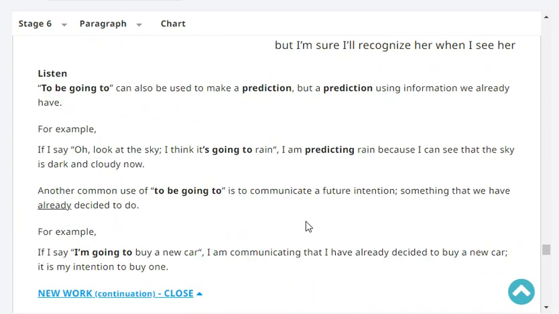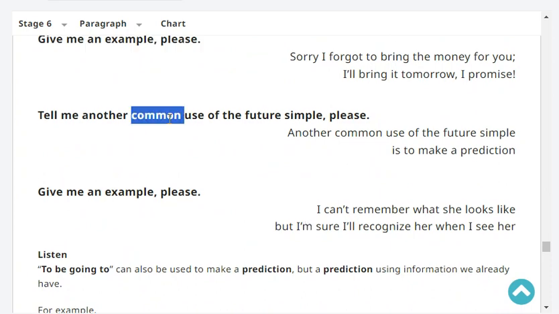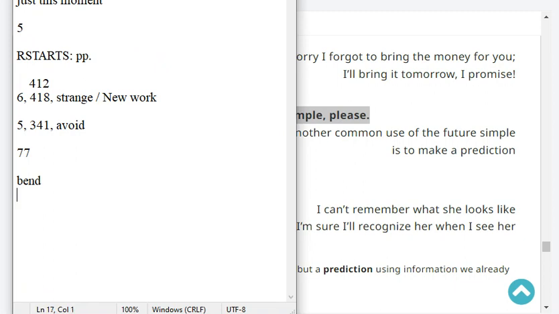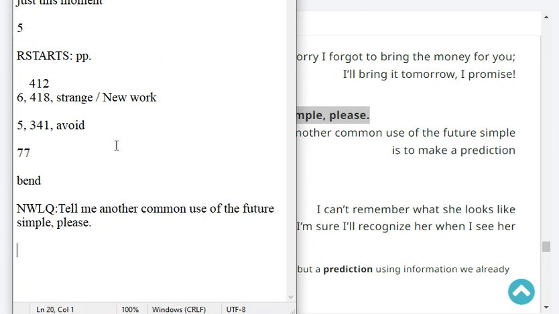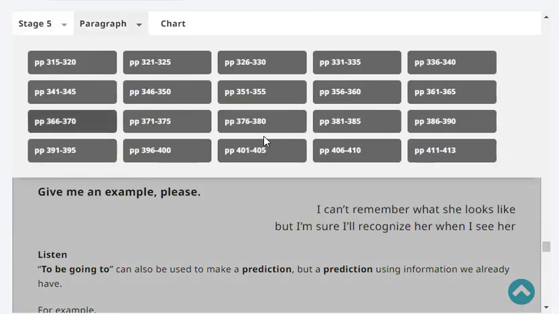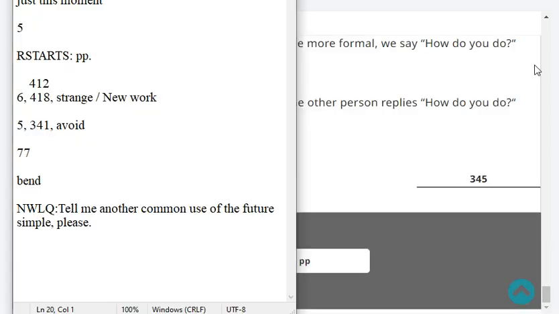Okay, next. Let's move on to reading. Okay. Very good. Okay, so our reading is at stage 5, page 341, and our last head word was avoid. Okay, please start at head word bend.